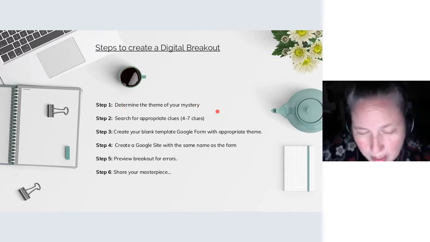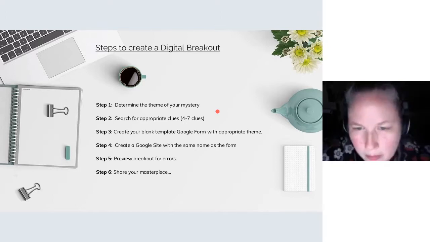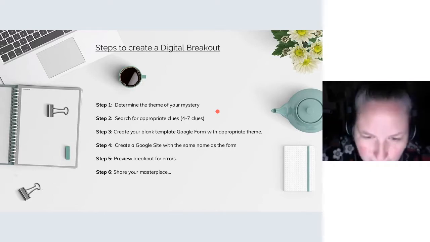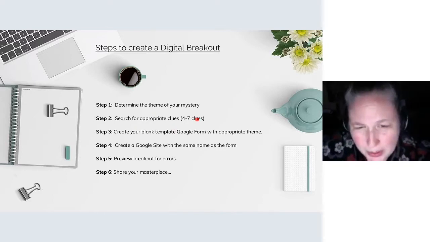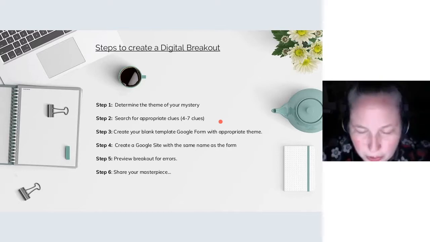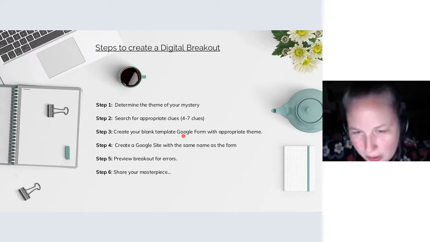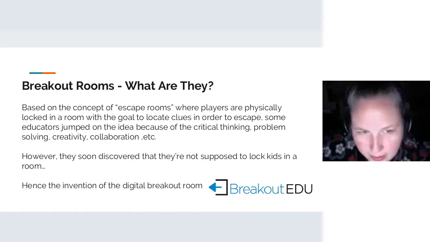So to create a digital breakout, first you're going to determine the theme of your mystery or your clues. Anyone that's doing modules in PBLA might be working on, say, Canadian citizenship or medical, things like going to the doctor's or shopping, or anything else. So you've got a theme already created. Now you're going to decide, what kind of clues am I going to create? Your clues have to be a combination of letters and numbers. Then you're going to create your Google form, a Google site, preview, and share. I'll show you what that's like in here.